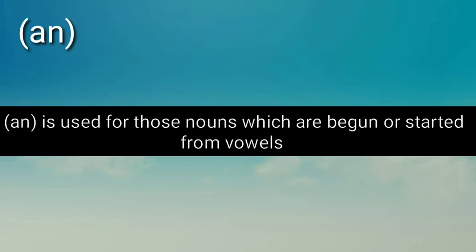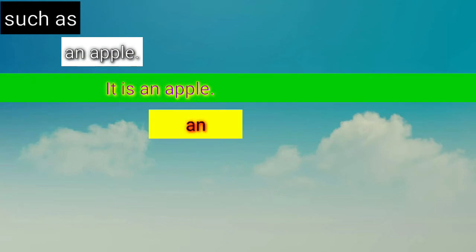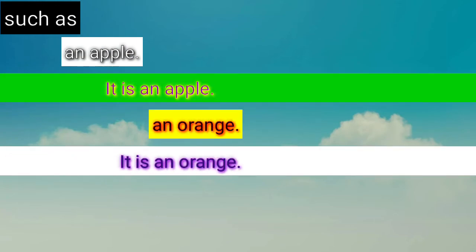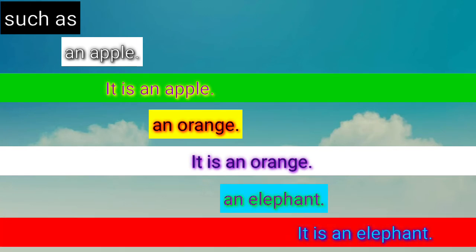And an is used for those nouns which start with vowels, such as an apple, it is an apple; an orange, it is an orange; an elephant, it is an elephant.